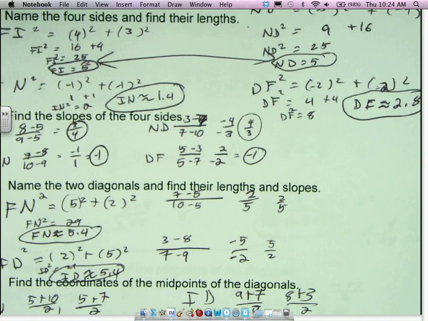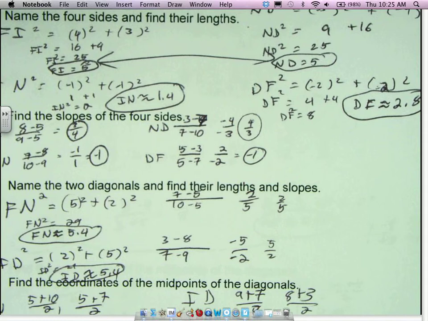Okay, let's look at this. So all you have to write is FI 5, ND 5, IN 1.4, and DE 2.8. That's why I circled them to try to make it easier for you. You don't have to show all the work. Hopefully you've already done that. What is the first one? That's what we needed. 5. Okay.